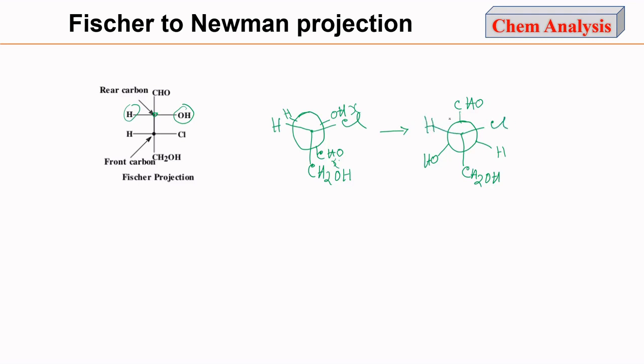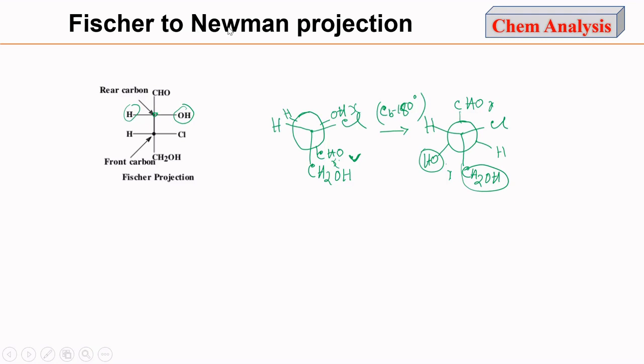Since the groups are in staggered conformation, there will be less steric repulsion in comparison to the previous structure. So this will be the stable structure, and that we can get by rotating the back carbon by 180 degrees. These are a few selected examples of converting between Newman, Fischer and Sawhorse projection formulas.